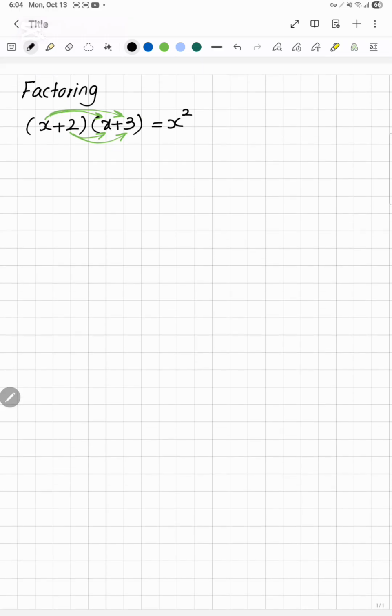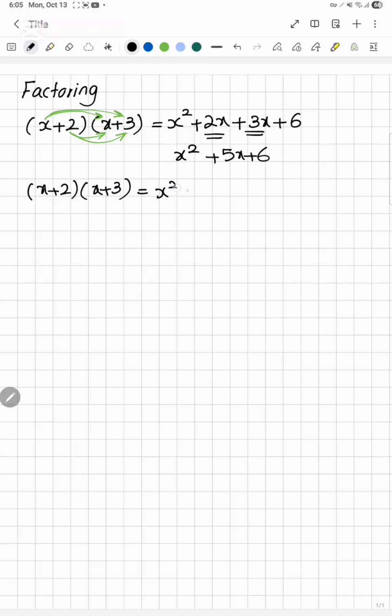And after here, you're going to multiply 2 and x, which is going to be 2x. And then you're going to multiply 3 times x, which is going to be 3x, and 2 times 3, which is 6. And then you're going to add the like terms here. It's going to be x squared plus 5x plus 6. That's going to be the answer. So x plus 2 times x plus 3 is going to be x squared plus 5x plus 6.